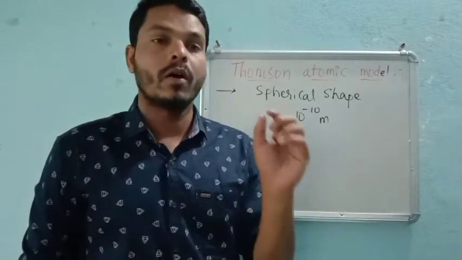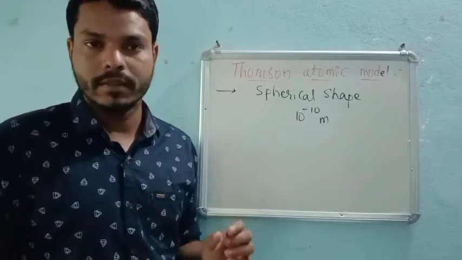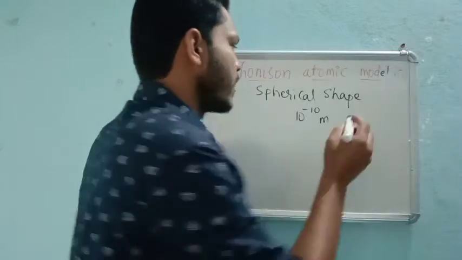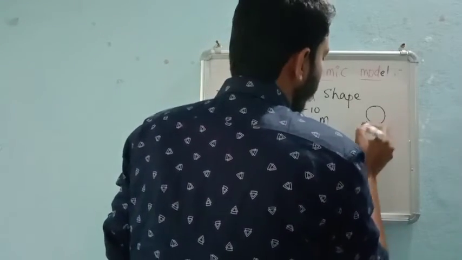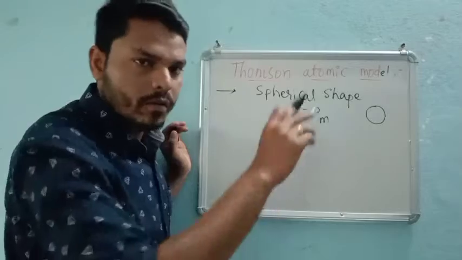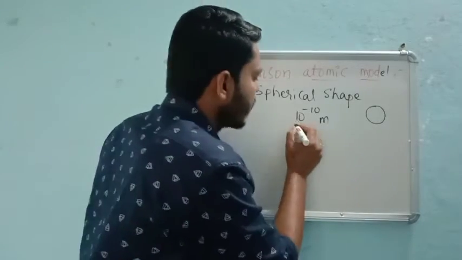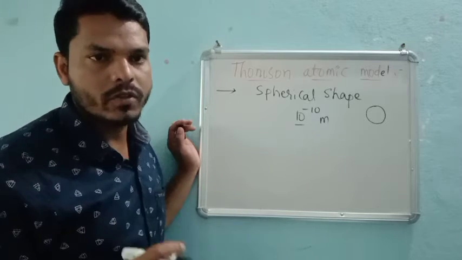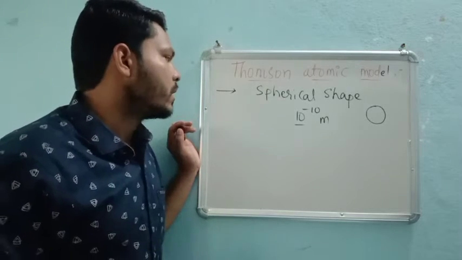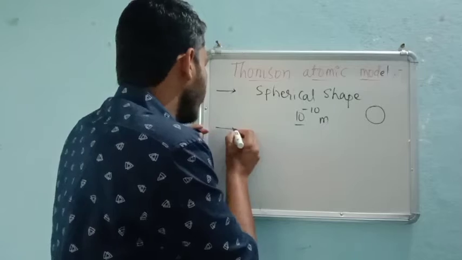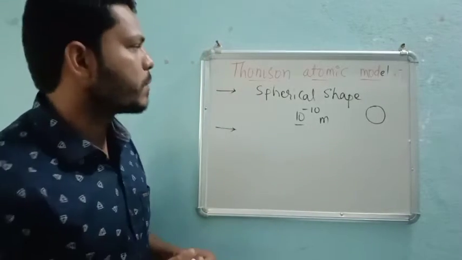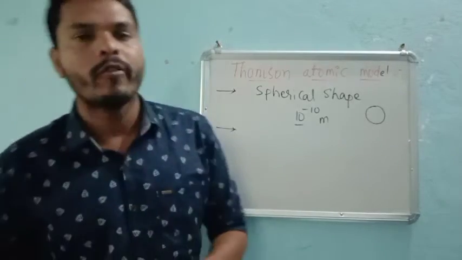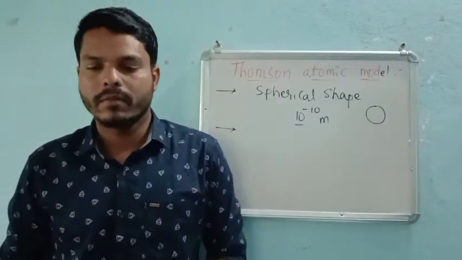Just imagine how small it is, right? The first point is that the atom is spherical. That means the atom may be spherical and its radius or diameter is 10 raised to minus 10 meter, right? In the first point he explained the shape and its size. Radius is nothing but size, and the size is 10 raised to minus 10 meter.